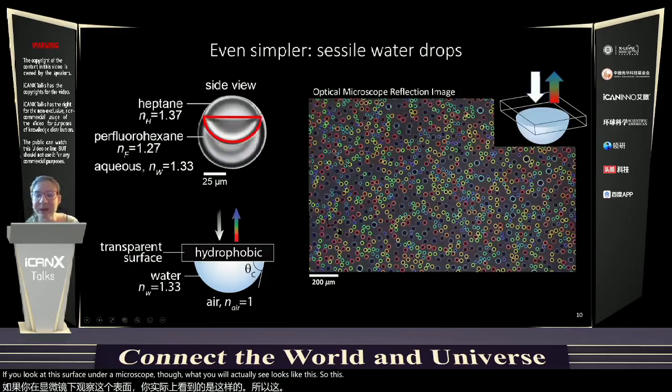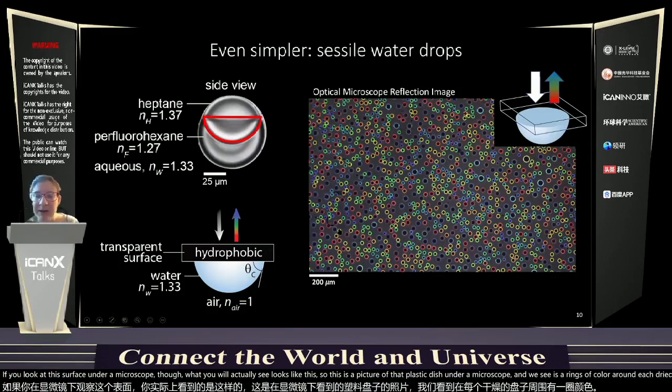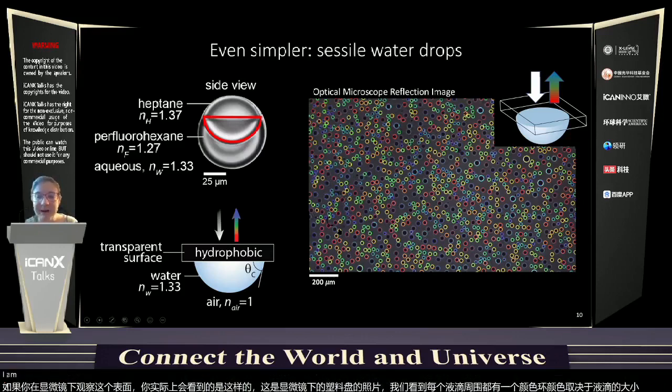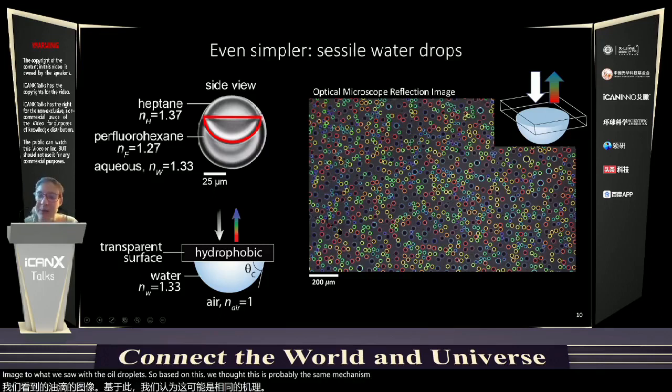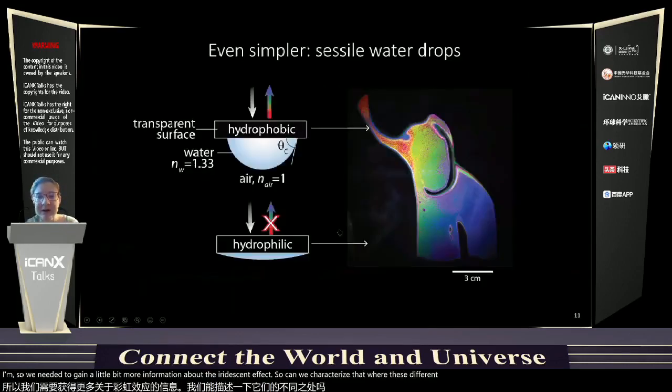So this is a picture of that plastic dish under a microscope, and we see these rings of color around each droplet, where the color appears to depend on the size, and very similar image to what we saw with the oil droplets. So based on this, we thought this is probably the same mechanism, but we need to explore further, in particular, what is causing this? So we needed to gain a little bit more information about the iridescent effect. So can we characterize that? Where are these different colors going?